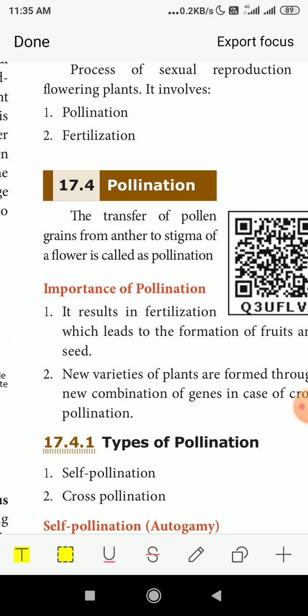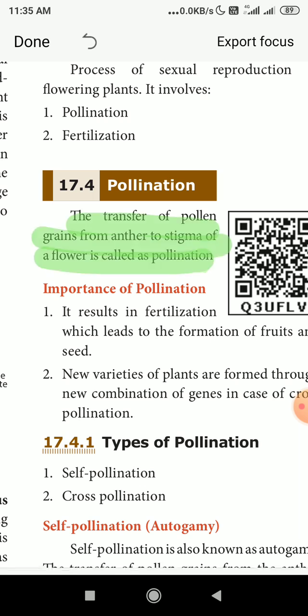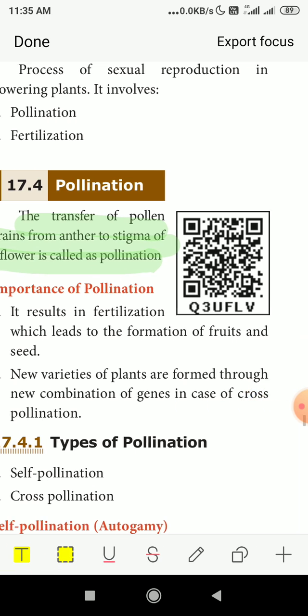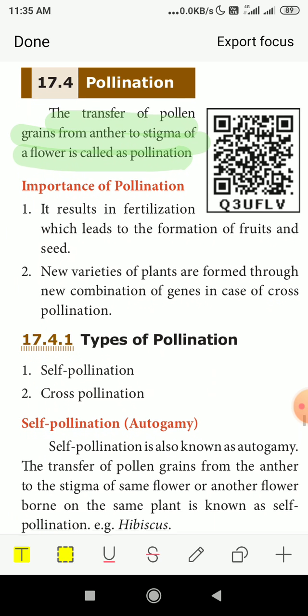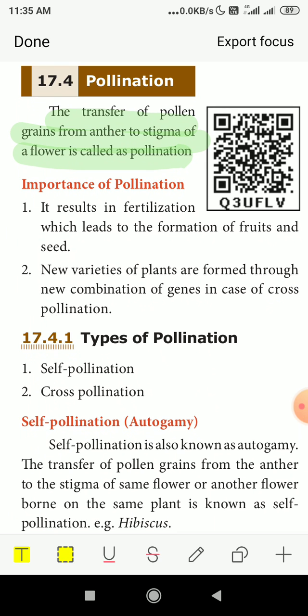The transfer of pollen grains from anther to stigma of a flower is called pollination. This is the definition of pollination. Yellow colored dust powder is called pollen grains, and its transfer from anther to stigma of a flower is called pollination. What is the importance of pollination? It results in fertilization. After pollination, fertilization always takes place, which leads to the formation of fruits and seeds.